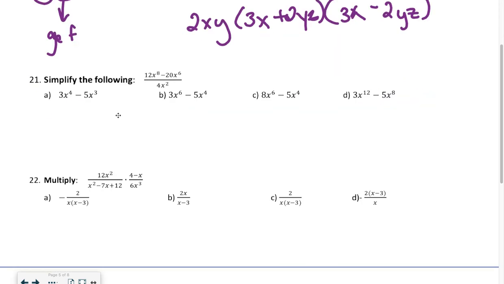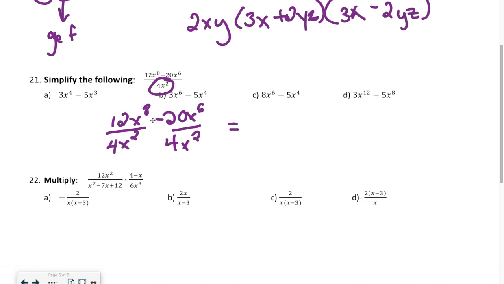Number 21, so 12x to the 8th minus 20x to the 6th. When you have a binomial over a monomial, remember that you are going to separate and then divide. 12 divided by 4 is 3. X to the 8th over x squared is x to the 6th. Minus 20 divided by 4 is 5. X to the 4th. Your answer here is choice B.